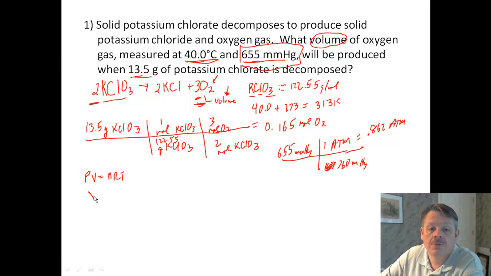Alright, so now we can use PV equals nRT. We're trying to figure out our volume. So our volume is nRT over P. So the number of moles we have is 0.165 moles of O2.